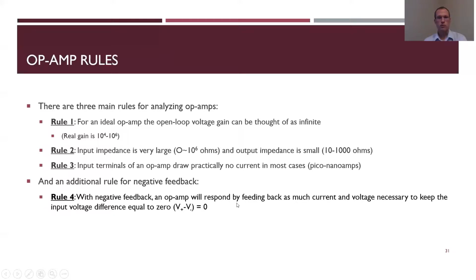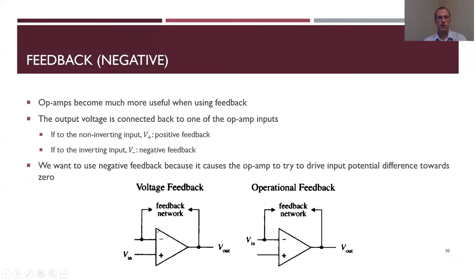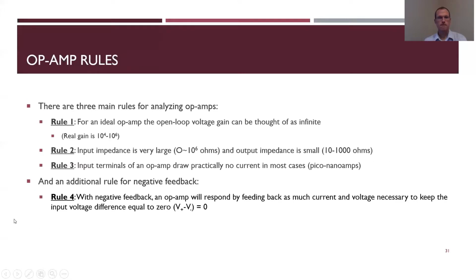And then if I have negative feedback, I have a 4th rule. The op amp is going to respond by feeding back as much current or voltage as necessary to keep the input voltage difference equal to 0. So that's the plus and minus. It wants those two things to be equal to 0. If I hook this up like this, it's going to try to make whatever comes back in this feedback network enough voltage to basically equate these two. So those are 4 rules we'll be using. We'll be using rule 4 and rule 3 a lot this week and next week.